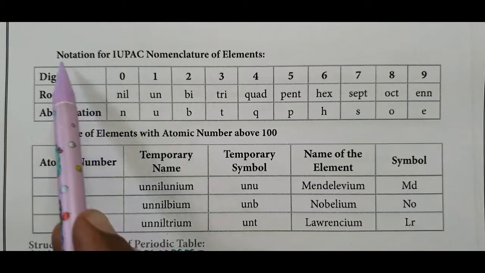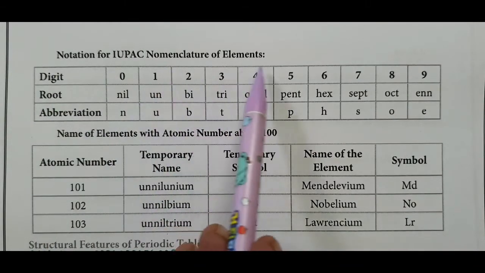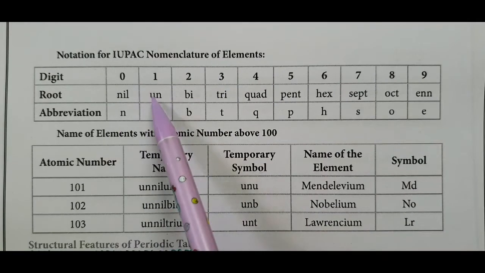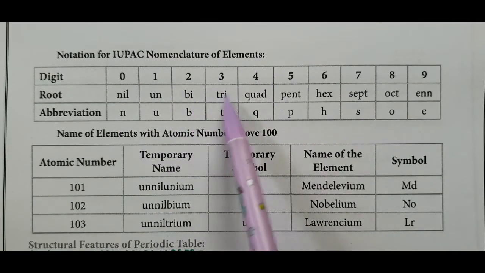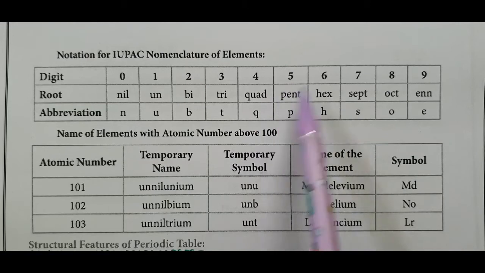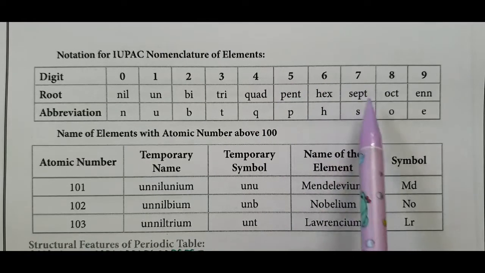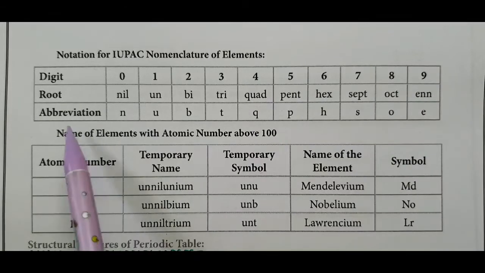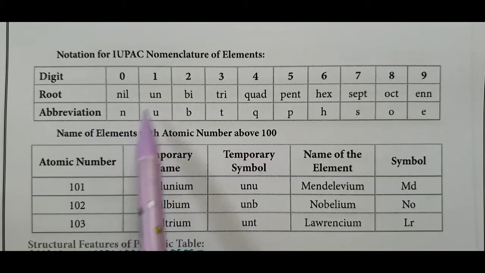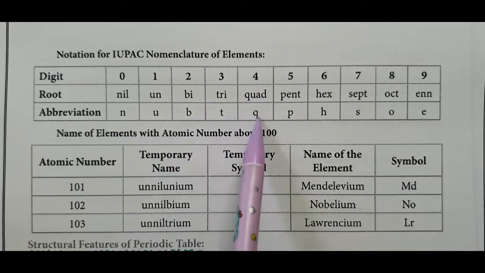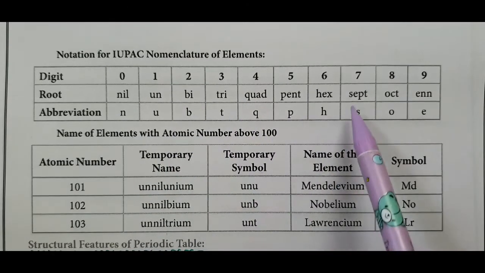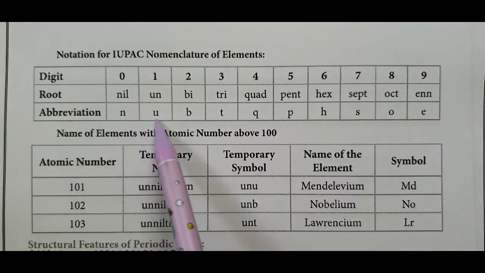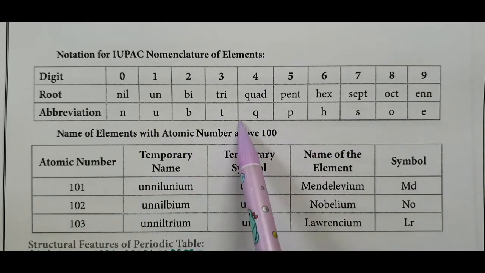Now come to the notation for IUPAC nomenclature of elements, digit by digit. For 0, the root is nil; 1, un; 2, bi; 3, tri; 4, quad; 5, pent; 6, hex; 7, sept; 8, oct; 9, enn. And the abbreviations are the first letters: n, u, b, t, q, p, h, s, o and e. All the abbreviations are different.